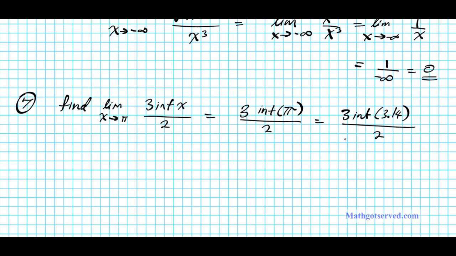Okay, we know what the int function does. It rounds down. So int of 3.14 rounded down is going to be 3. So we have 3 times 3 over 2. 3 times 3 is 9. 9 over 2 is our final answer.